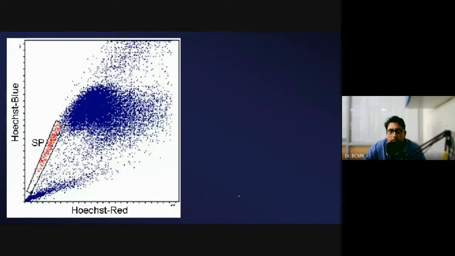So by doing that, if we make a single cell suspension and run flow cytometry based on Hoechst dye, we can get, in this case, say there are quite different cell types. This is one cell type. This is probably another cell type. Maybe here, very few numbers are there. And here is another one that is referred to as the side population.